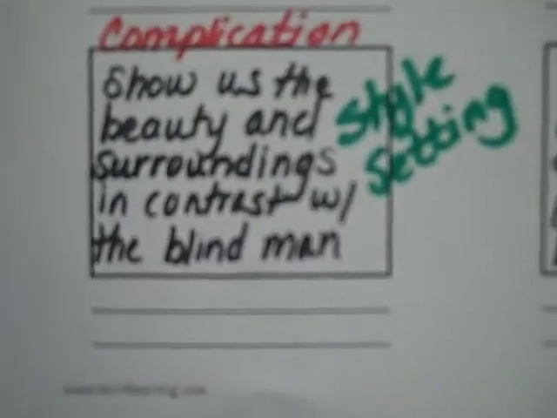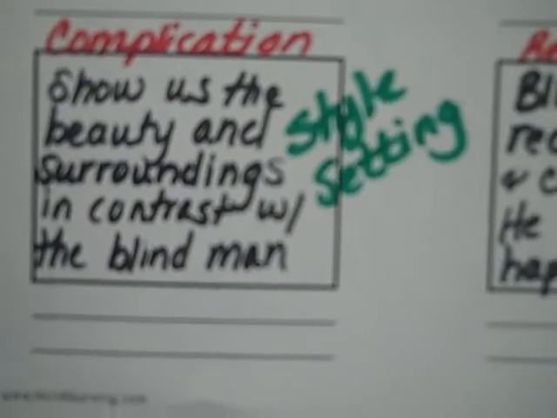Then we move into another complication where we notice the camera angles show us the beauty and the surroundings in contrast with the blind man sitting there, and style and setting is used to make that come alive. Then, major crisis. This is what leads us to the climax. This is what is solved by the climax. The man in suit is saddened by this. He shows compassion. Mood, sound is used again to tell this story.